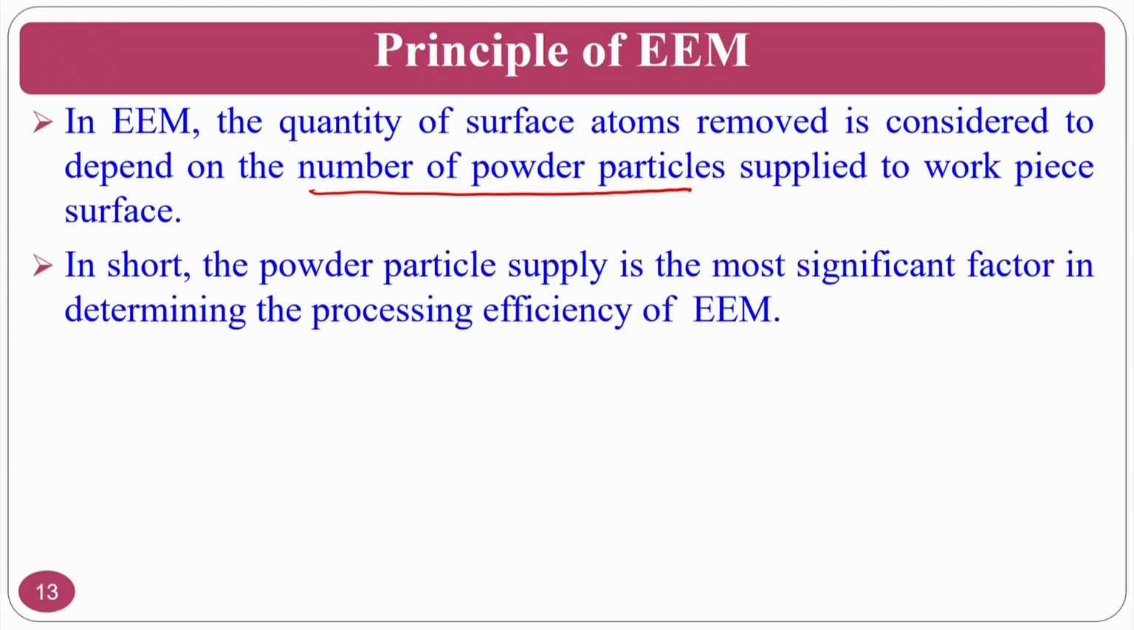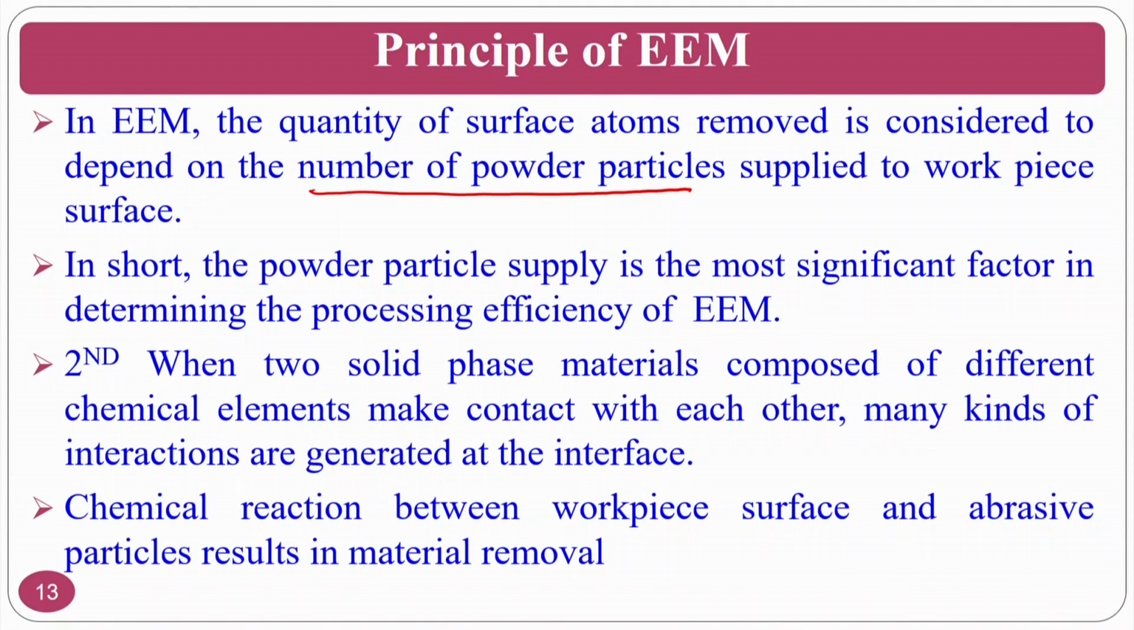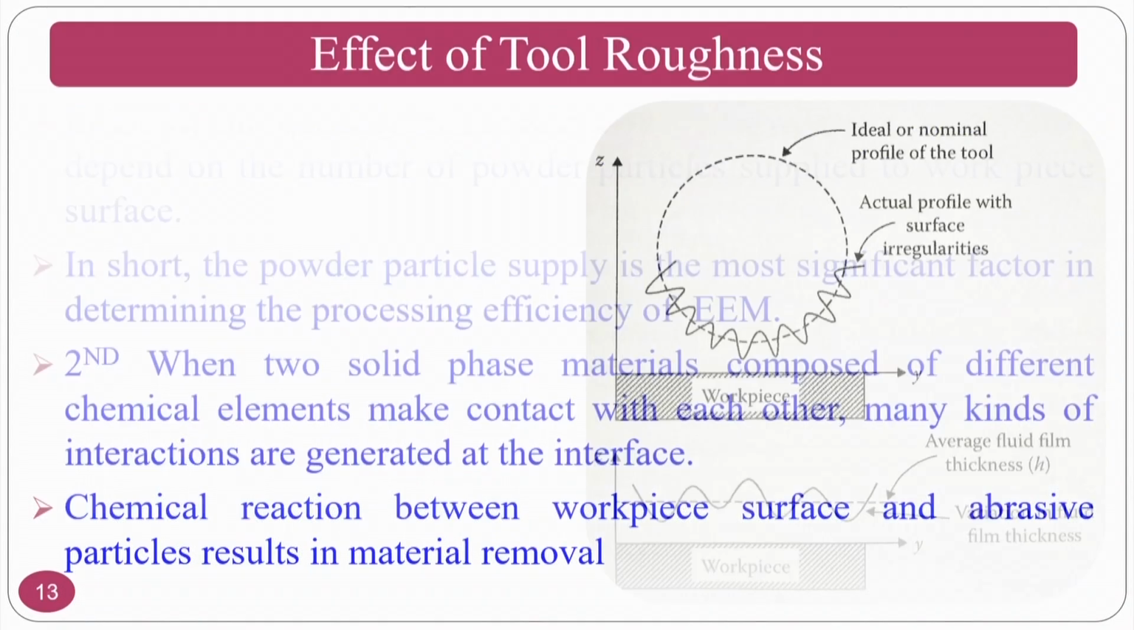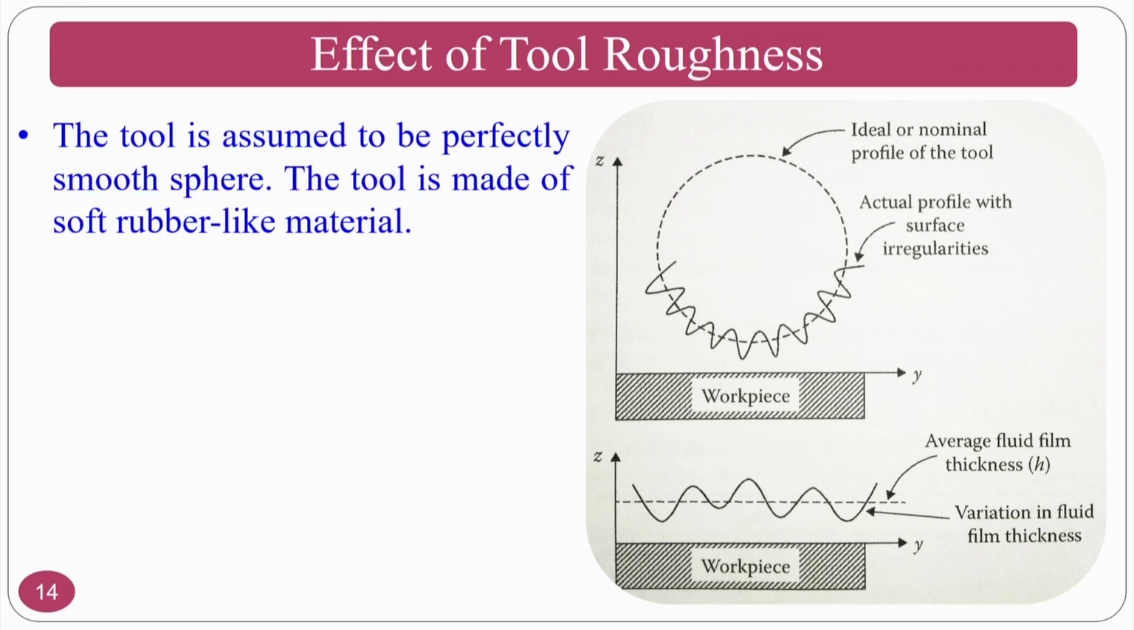Maximum number of OH bonding will be taking place. Second, when two solid phase materials composed of different chemical elements make contact with each other, then the interaction generated at the interface will be very good. At the same time, chemical reaction between the workpiece surface and the abrasive particle results in material removal. That is what I was saying, that OH bonding will take place.